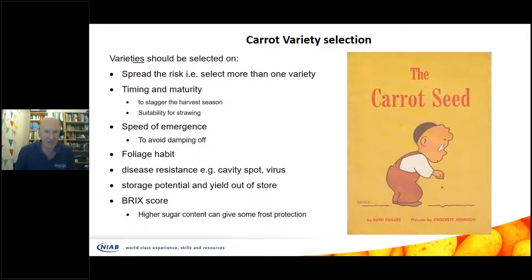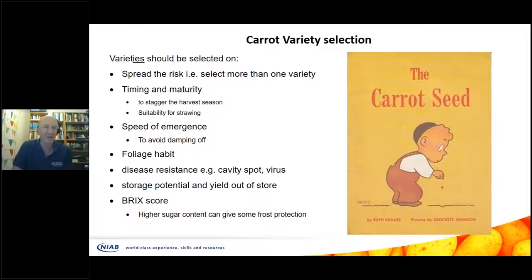And looking at disease resistance, John Clarkson's doing some very good work on cavity spot, but that's a bit of an enigma. People have been studying it for the last 40 years plus and are still finding out a lot about it, and it still seems to be an issue in the industry. So hopefully the work John's doing now will help move things on. And virus in carrot crops seems to be coming more and more to the fore as an issue with the loss of insecticides and aphicides.